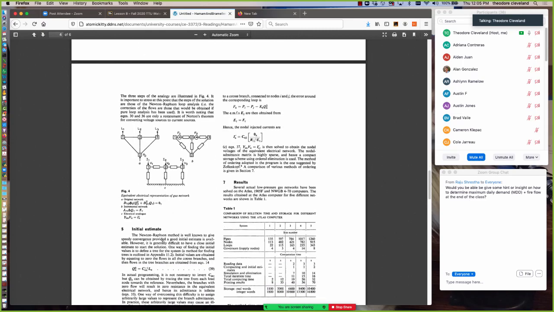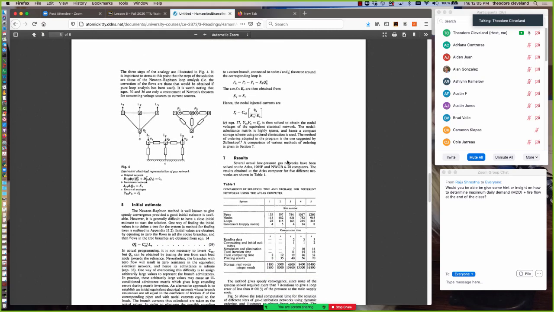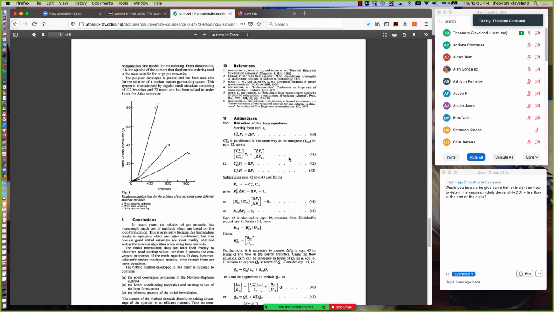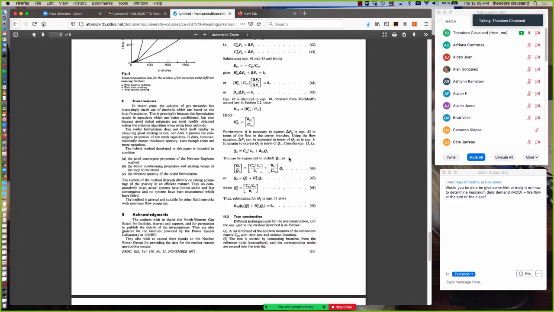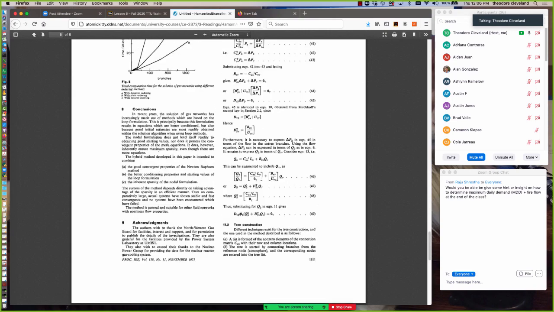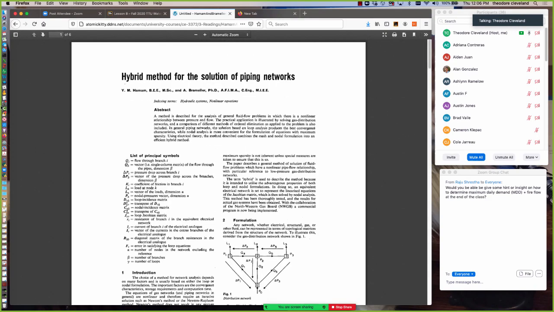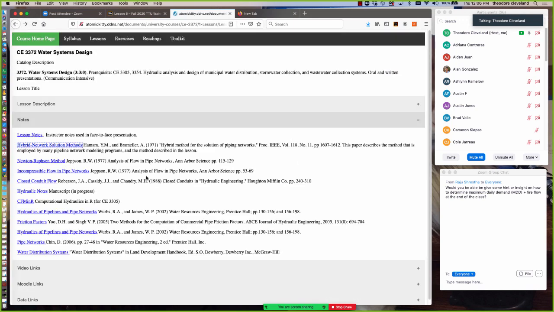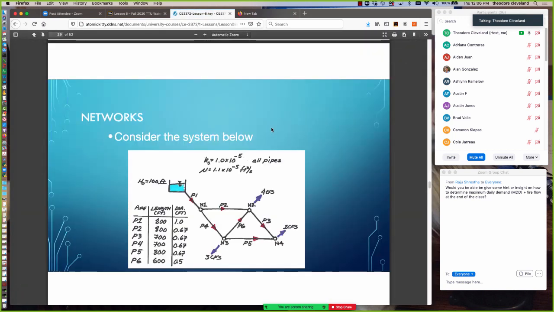And they have a few examples. They discuss the initial estimates and then go through some results. So this was a landmark paper that many of the water engineers don't really know about, because these guys were electrical engineers, and what would they know? Yet their contribution is huge. Okay, so let's consider this system, and we'll go through the Hardy Cross and Brameller method, or at least the setup, slowly.